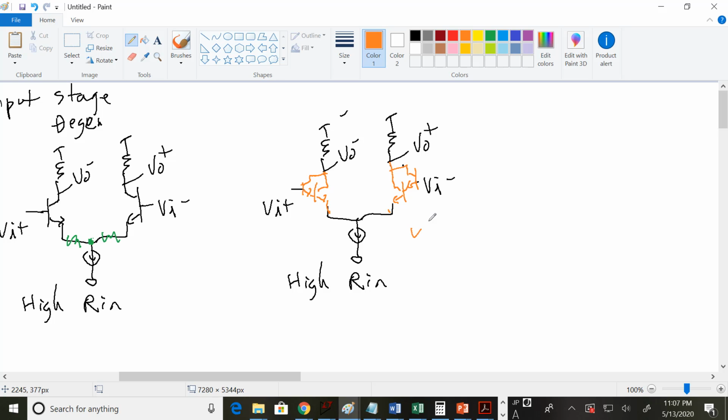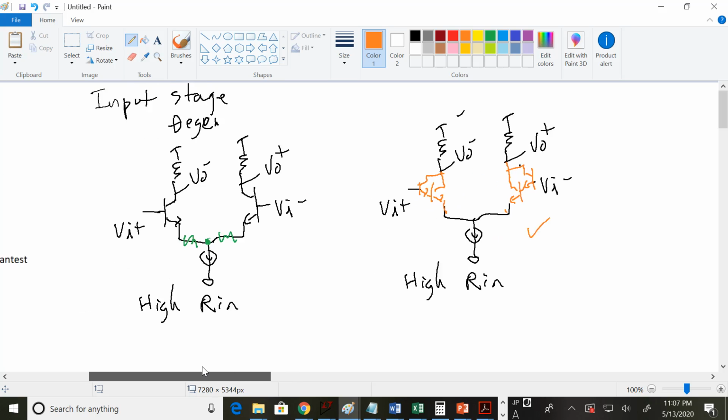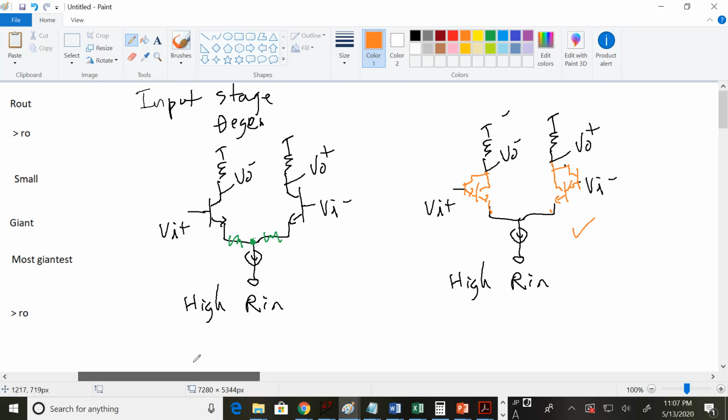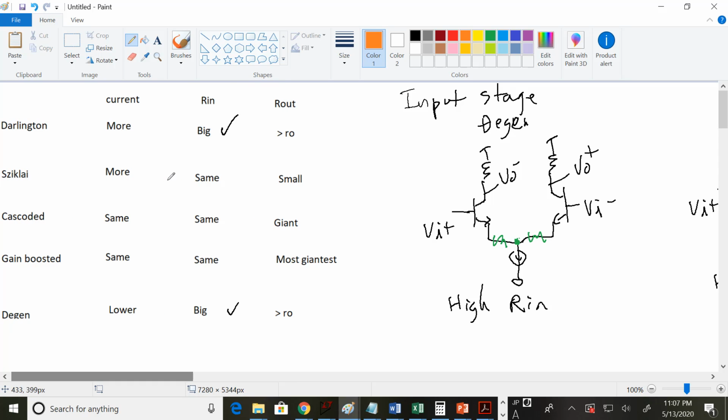So this right here will give you the same gain and a bigger Rn. So that's a good solution for the input stage. Okay, so those are those two.